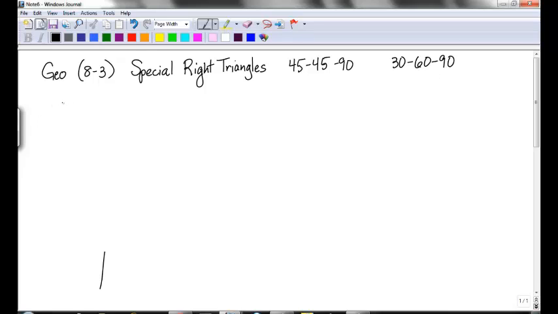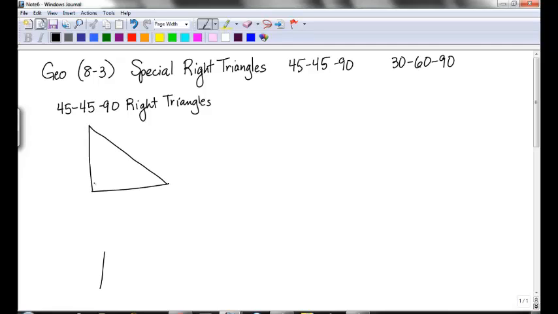Okay, the first one I'm going to look at is 45, 45, 90 right triangles. Draw it so it looks like a right angle here, and this angle would be the same as this one. They're both 45. There is a special relationship between the sides and the hypotenuse of every 45, 45, 90 triangle. Because these two angles are 45, these two sides have to be the same.